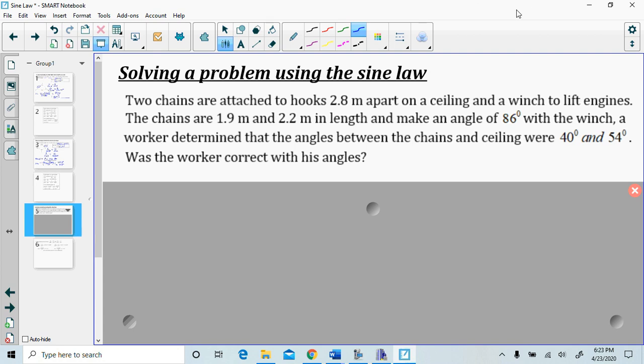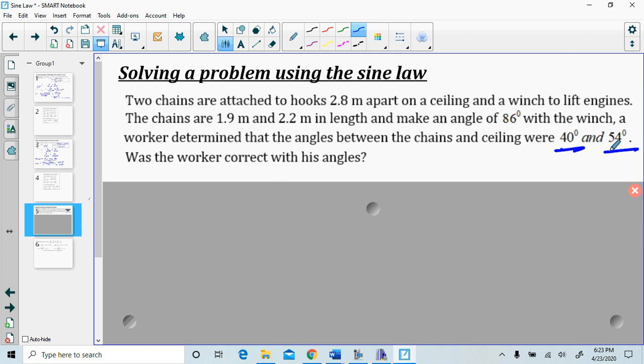So this scenario here, we'll just read through it to kind of get a visual for ourselves. Two chains are attached to hooks 2.8 meters apart on a ceiling and a winch to lift engines. The chains are 1.9 meters and 2.2 meters in length and make an angle of 86 degrees with the winch. A worker determined that the angles between the chains and ceiling were 40 degrees and 54 degrees. Was the worker correct with his angles?